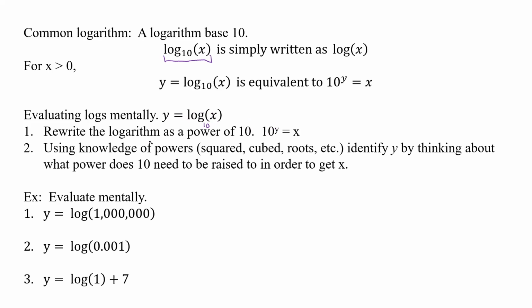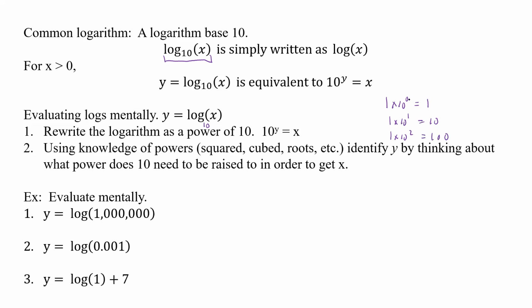And so again we have to use our knowledge of powers, squared, cubed, roots, etc., to think about what power 10 needs to be raised to in order to get x. So let's think about this here. If we just have 1 times 10 to the 0, what's that going to be? Well, 10 to the 0 is 1, so that gives us 1. This is scientific notation, that's what I'm trying to get at here. And if we have 1 times 10 to the 1, well, 10 to the 1 is 10, times 1 is 10. Then we have 1 times 10 squared, which is 1 with 2 zeros.